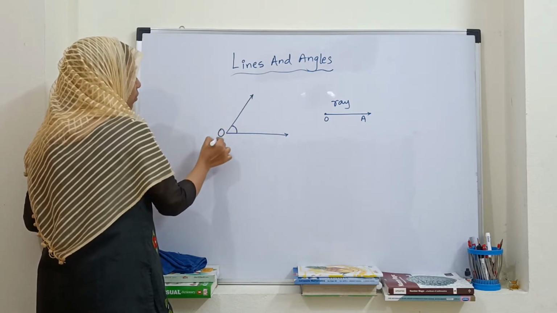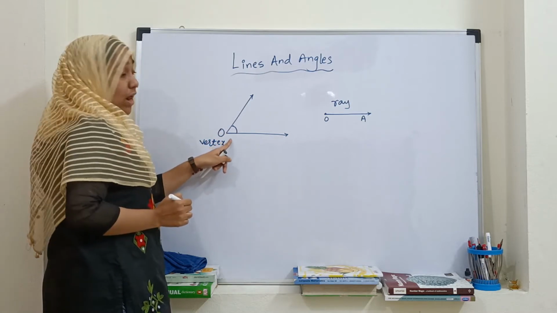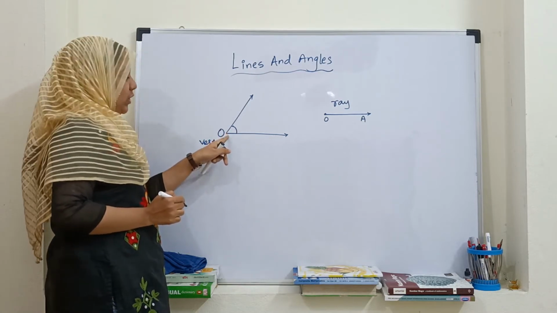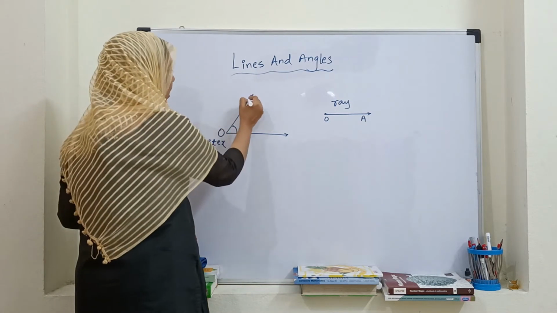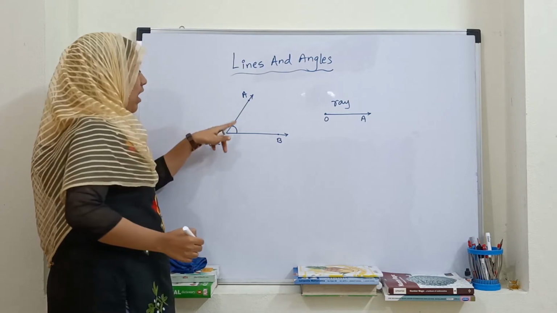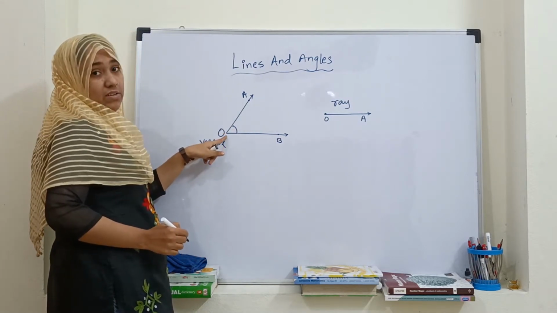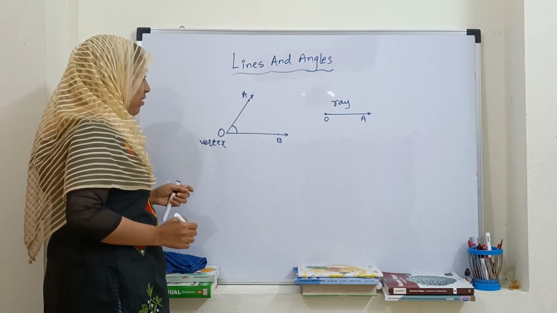Suppose this is a point O, we call it a vertex O. For an angle, vertex O is an initial common point, and here a ray OA is there, and here a ray OB is there. And the inclination between these two rays with initial vertex is called an angle.